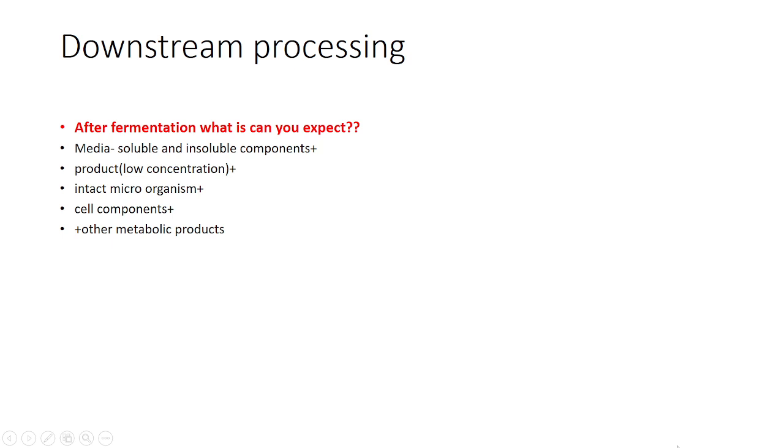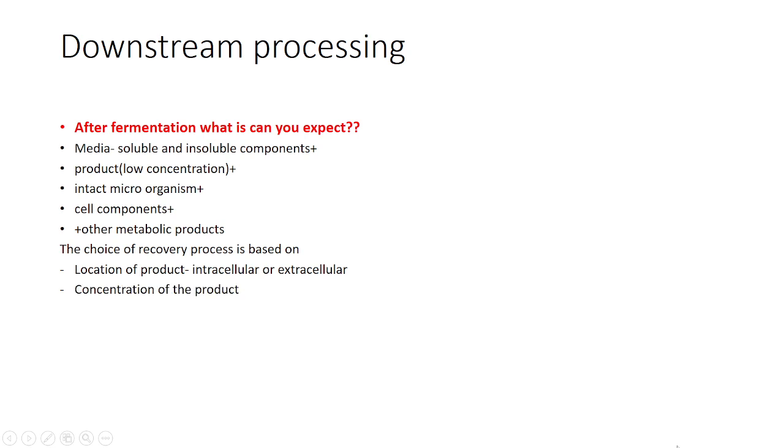So after a process is complete, what is our aim? We want just our product. Okay, so we'll have to recover a product from this mixture. So how we recover the product will depend on different criteria, like where is the product present? Is it present inside the cell? Is it present outside the cell? Like, is it an extracellular or an intracellular component of the cell?